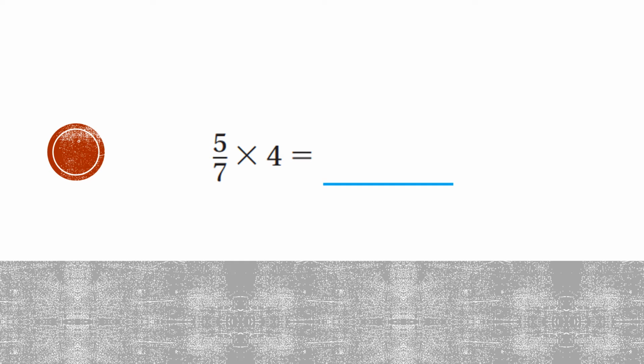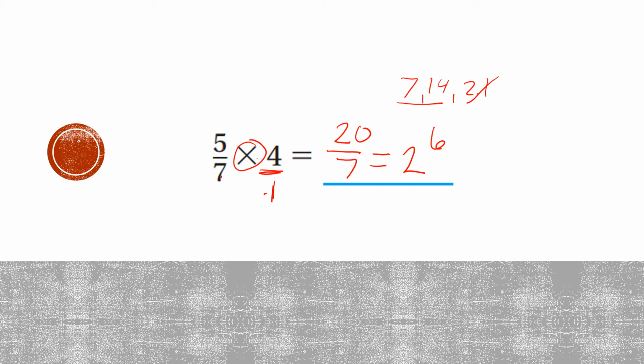5/7 times 4. So add a 1 and multiply. 5 times 4 is 20. 7 times 1 is 7. Again, how many groups of 7 can I make out of 20? 7, 14, 21. 21 is too much, so 2 groups with how much left over? I needed one more to get 21, so 7 minus 1 is 6 over 7. So they almost had enough to make that third group.